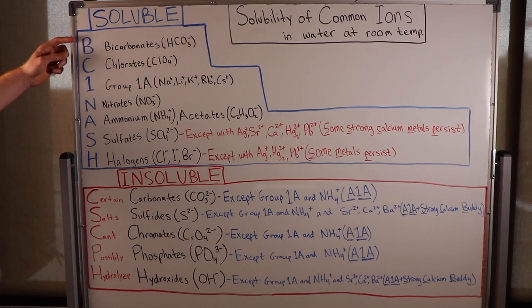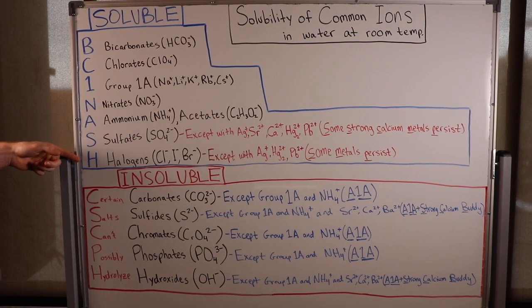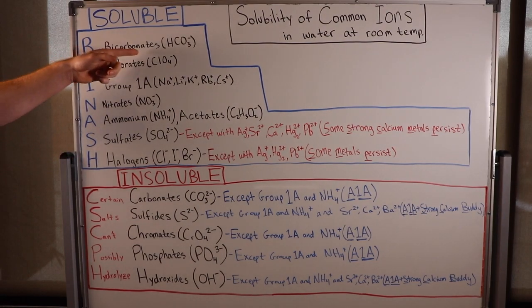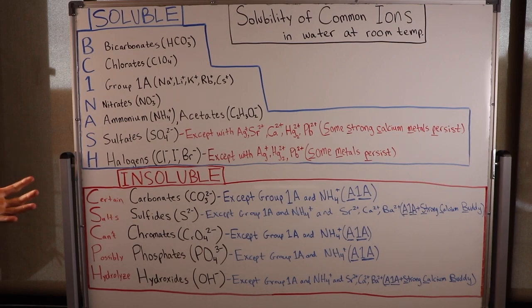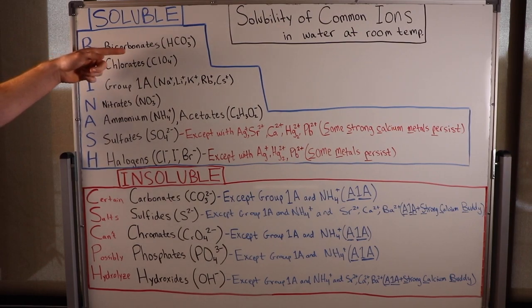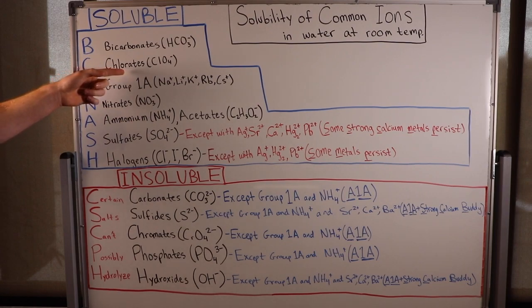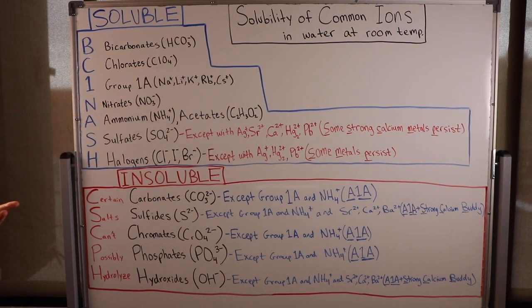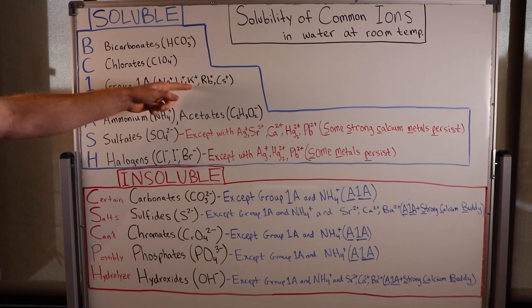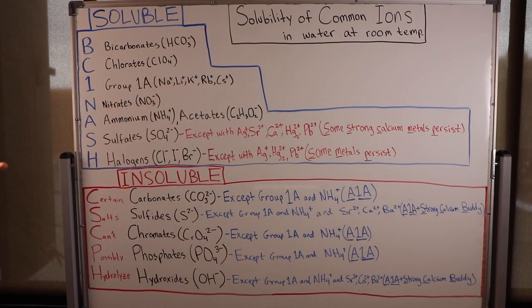The mnemonic for soluble ions is BC1 NaSH. For example, bicarbonates: a salt with bicarbonate is like sodium bicarbonate, NaHCO3. That would be a soluble salt because it's made up of bicarbonate. Any salt made up of a bicarbonate ion and some other ion is going to be soluble. All chlorate salts are soluble, so a salt like sodium chlorate would be soluble. Group 1A ions, so any salt with sodium, lithium, potassium, rubidium, or cesium, are all soluble salts.